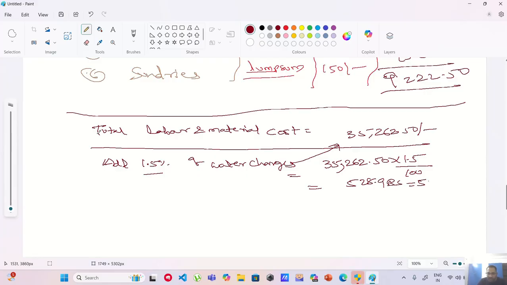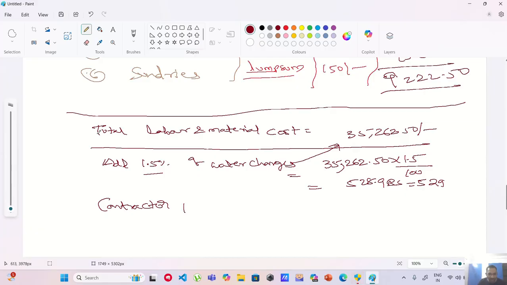528.9 rupees. I am taking it as 529 rupees. Okay, it's enough. Now I am taking materials, labor, and water charges. Who is going to construct? Labors who are going to construct. But for monitoring all these labors, one person is required. That is the contractor. So the contractor also needs some profit.